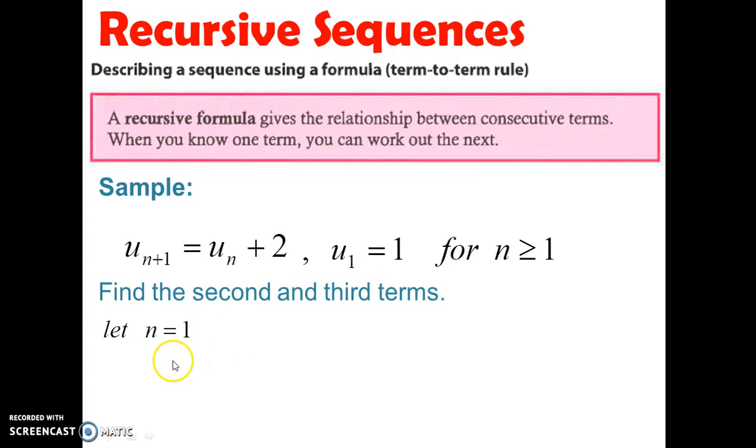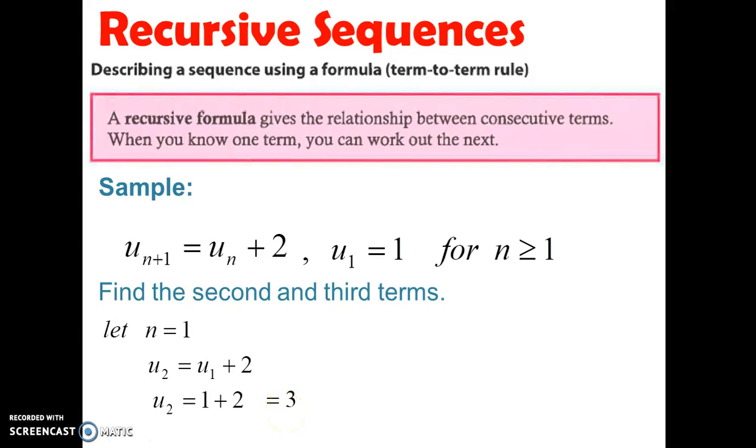Let's try this way. We're going to let n equal 1. So imagine this n becoming 1. If you put a 1 in here, this would be u sub 2. So if you make n 1, you're going to actually be looking for the second term, u2. So that became u2, because 1 plus 1 is 2 there. And on this side, if we replace that n with 1, we have u1. So by making n 1, we're actually creating a formula to find u2 using u1. And we know u1 is 1 because it's given here, so we're going to replace this u1 with a 1. So u2 is 1 plus 2, and that means u2 is 3.